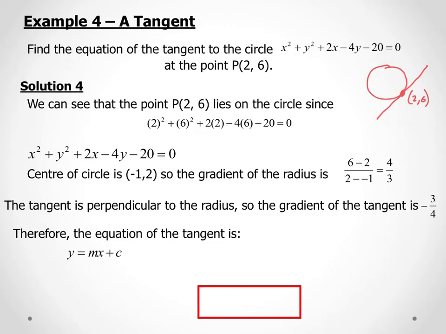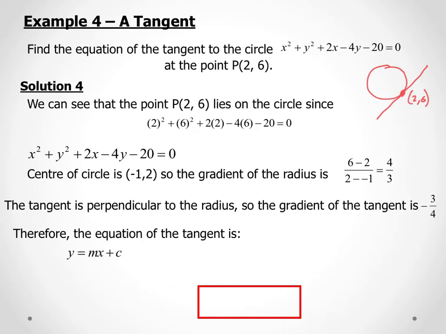Okay. First of all, let's just double check, and sometimes you might be asked to show that (2, 6) is on the circle, and if that's the case, we simply put x in as 2 and y in as 6. And when we do that, 2 squared plus 6 squared plus 2 times 2 minus 4 times 6 minus 20, that does work out to be 0, which is what our equation says. And so we know that the point (2, 6) is on the circle.